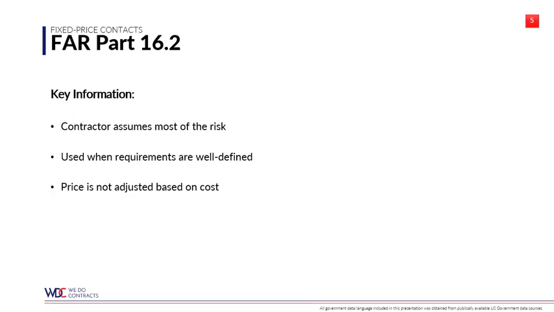Firm fixed price contracts are the government's preferred method. They're simple, predictable, and the risk is on the contractor. If you overrun your costs, it comes out of your profit.